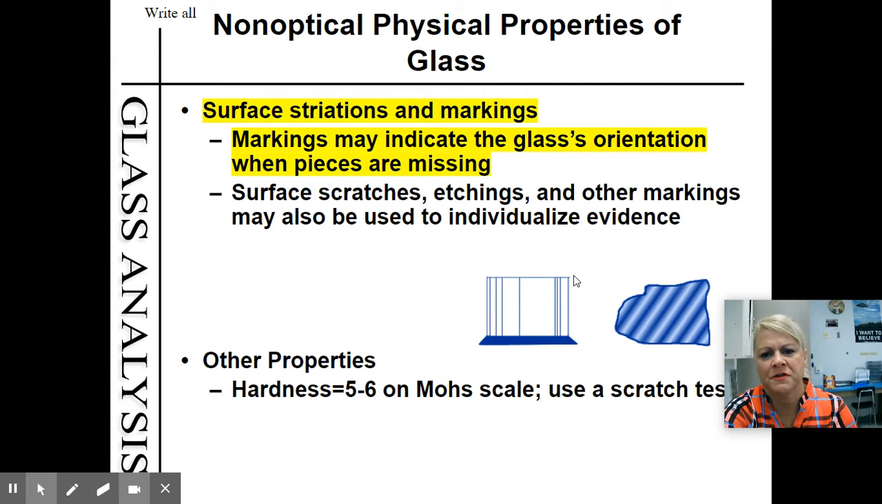So when we go back to surface striations and markings, this can help us realize if there are pieces missing and how they fit together when you're putting them together. They can also be used to individualize your evidence, because you can match up pieces of glass if they have the same striations. But if you get a piece of glass in there where the striations are completely different, then it may not have come from that original source.